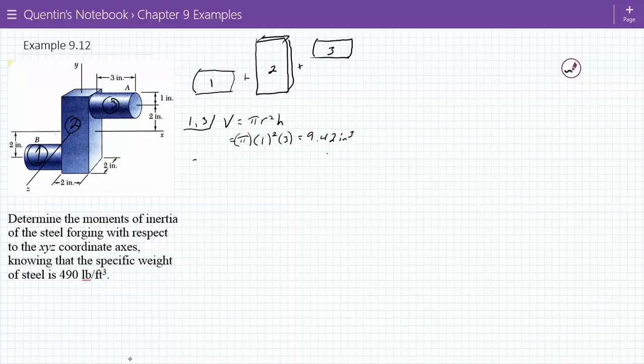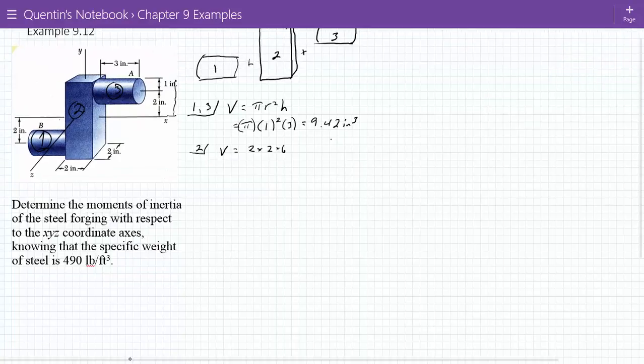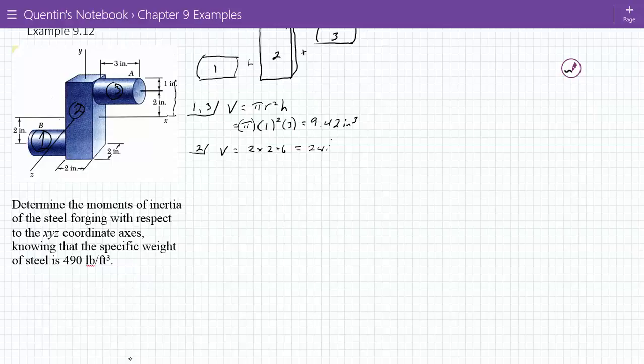And at number 2, the volume in this case is just 2 by 2 by 6. Where do we show that it's 6? It's 2 from here to here plus 1, so that means it's 3, so it's 6, right? And so that's simply 24 inches cubed.